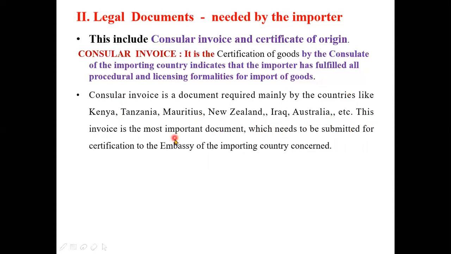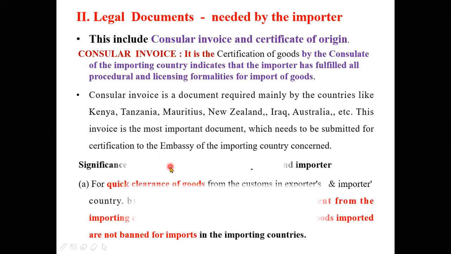This consular invoice is the most important document which needs to be submitted for certification to the embassy of the importer countries concerned. The importing countries make it mandatory for the importers that they have to submit the consular invoice at the time of importing of the goods.